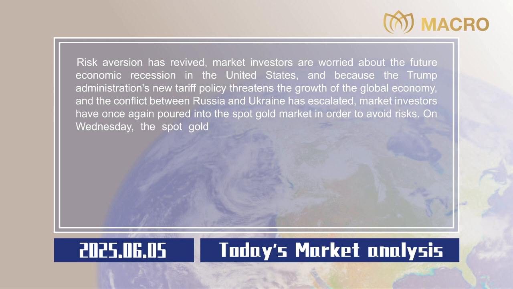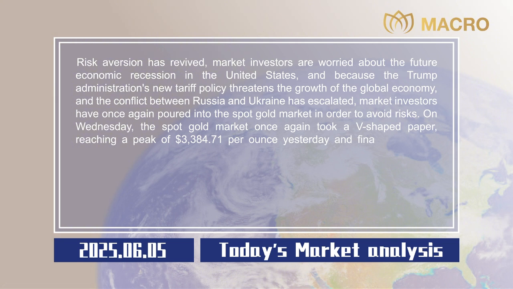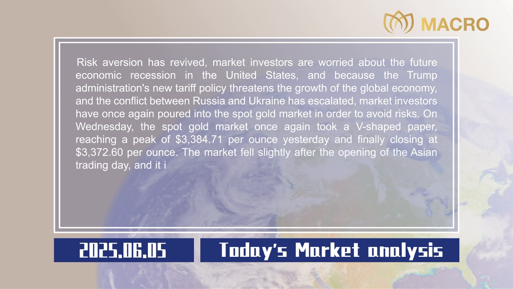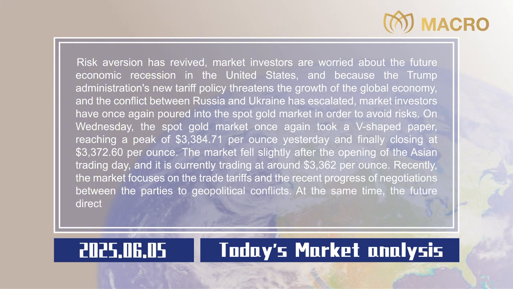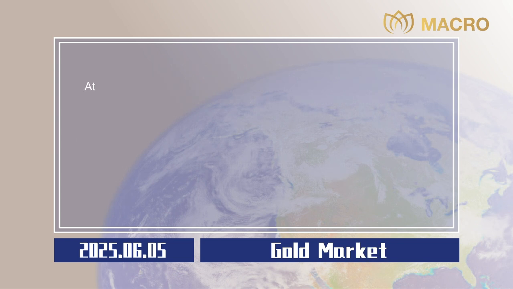On Wednesday, the spot gold market once again took a V-shaped turn, reaching a peak of $3,384.71 per ounce yesterday, and finally closing at $3,372.60 per ounce. The market fell slightly after the opening of the Asian trading day, and it is currently trading at around $3,362 per ounce. Recently, the market focuses on the trade tariffs and the recent progress of negotiations between the parties to geopolitical conflicts. At the same time, the future direction of the Fed's monetary policy will also affect the market direction. Gold market. At present, the hourly chart of spot gold is in a high shock stage.